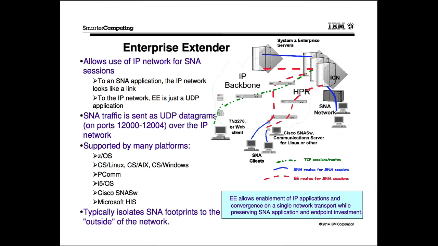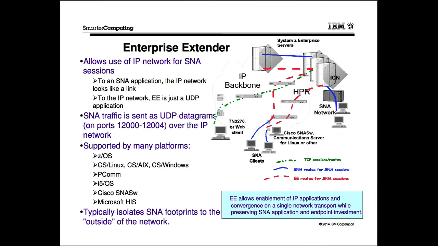So Enterprise Extender, like I said, allows the use of the IP network for SNA sessions. And the way we designed it, an SNA application thinks the entire IP network is just a single link, the Enterprise Extender link. And to the IP network, Enterprise Extender is just a UDP application. And the SNA traffic is actually sent as UDP datagrams over reserved ports on the IP network. Enterprise Extender was invented by us.